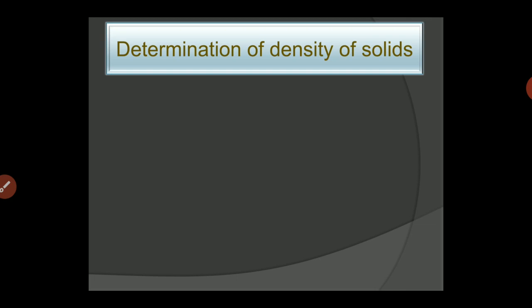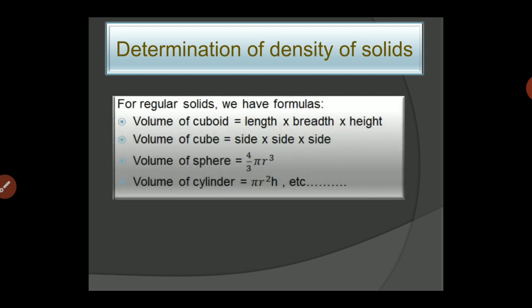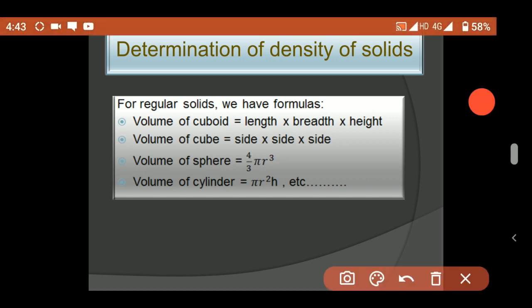Let us talk about how to determine the density of different solids. We need to know the density, very true, but how do we find the density? The formula we know, but if the solid is a regular solid, there is no problem. You just get the formulas for the volume according to the shape they have.